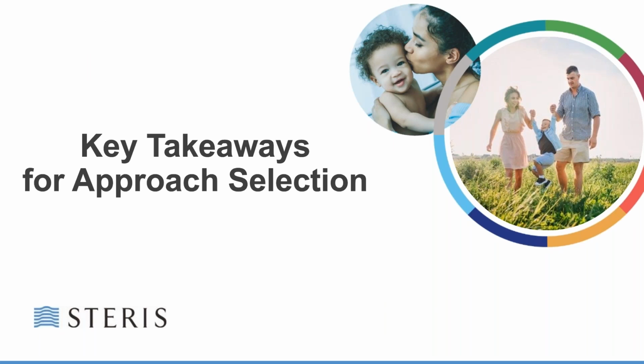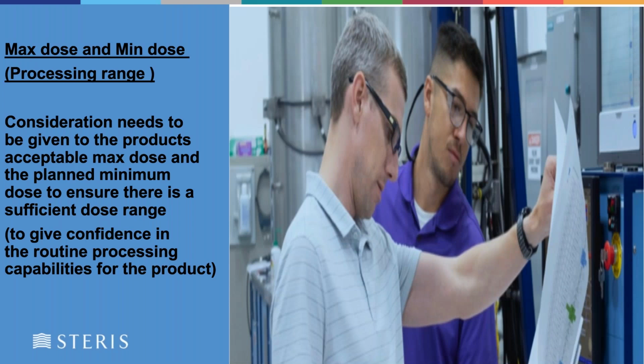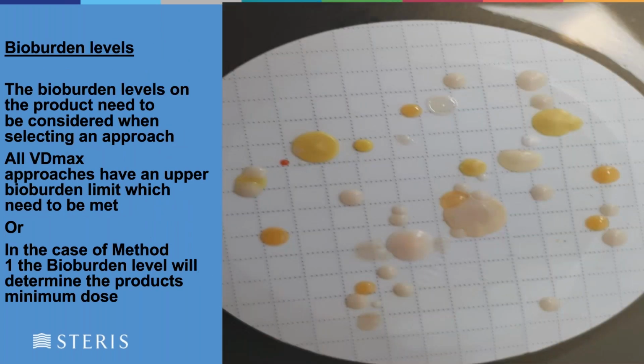So some key takeaways from the approach selection. The max and min dose gives us our processing range. Consideration needs to be given to the product's acceptable max dose and the planned minimum dose to ensure that there's a sufficient dose range. This gives confidence in the routine processing capability for the product. Secondly, on your bioburden levels, they need to be considered when selecting approach. All the VD Max approaches have an upper bioburden limit, which will need to be met, or in the case of the method 1, bioburden levels will be determined for the product's minimum dose.